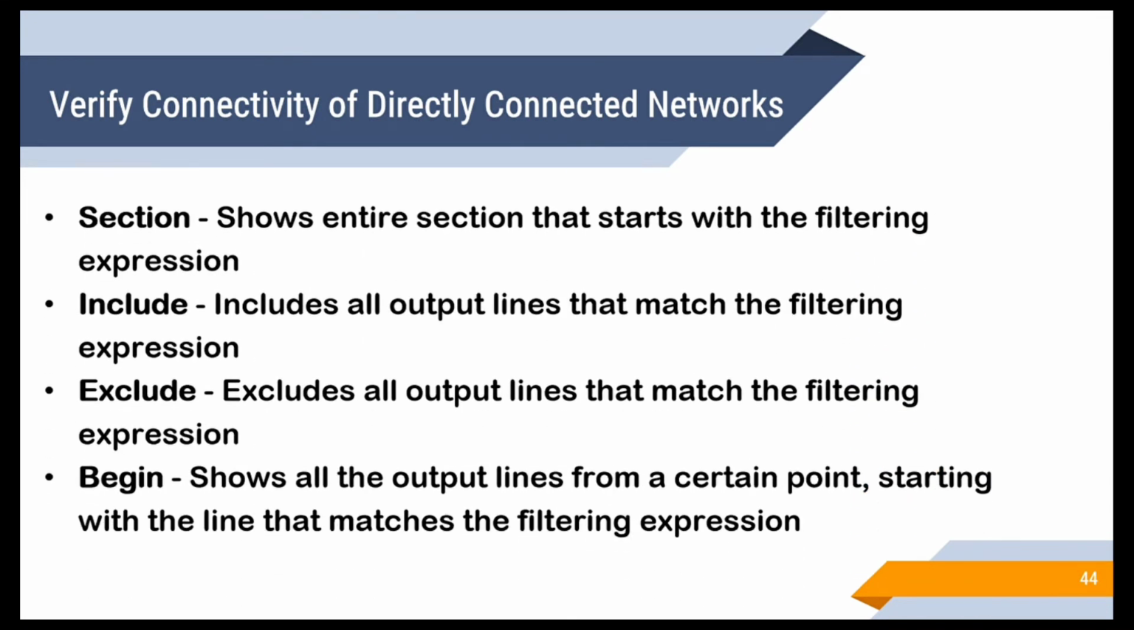The filtering parameters that can be configured after the pipe include: section, which shows the entire section that starts with the filtering expression. Include, which includes all output lines that match the filtering expression. Exclude, which excludes all output lines that match the filtering expression. And begin, which shows all the output lines from a certain point, starting with the line that matches the filtering expression.